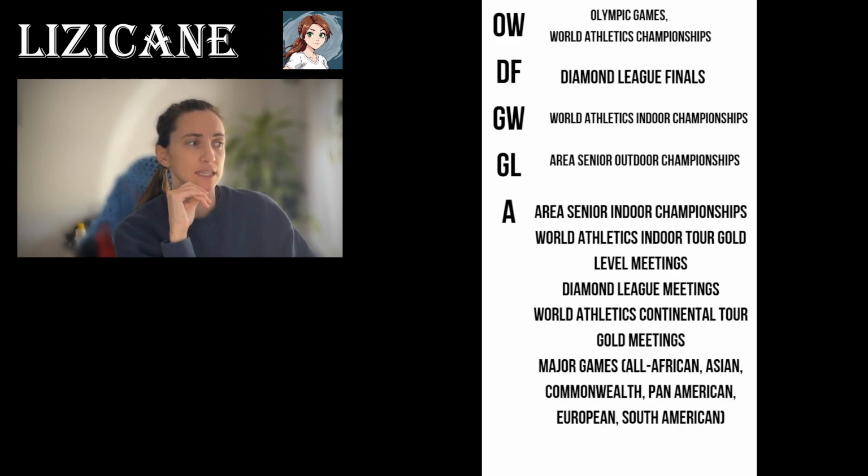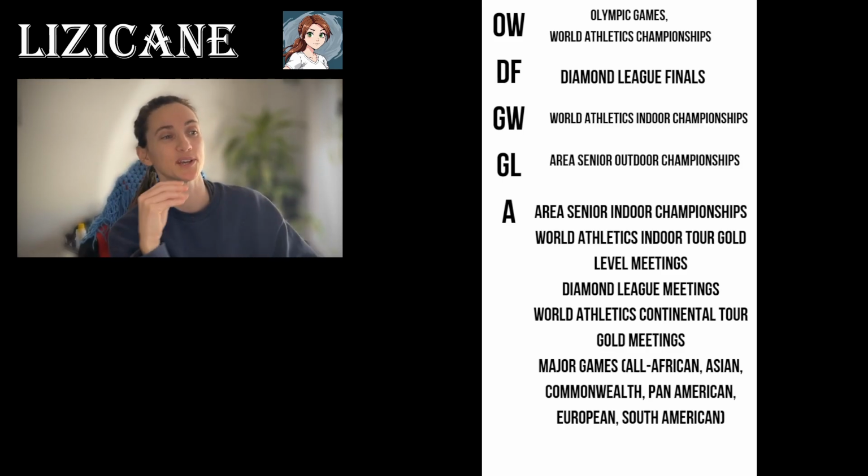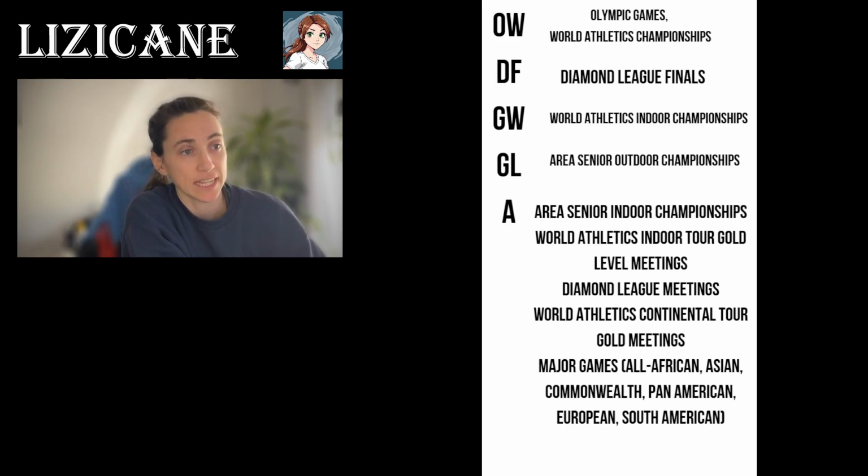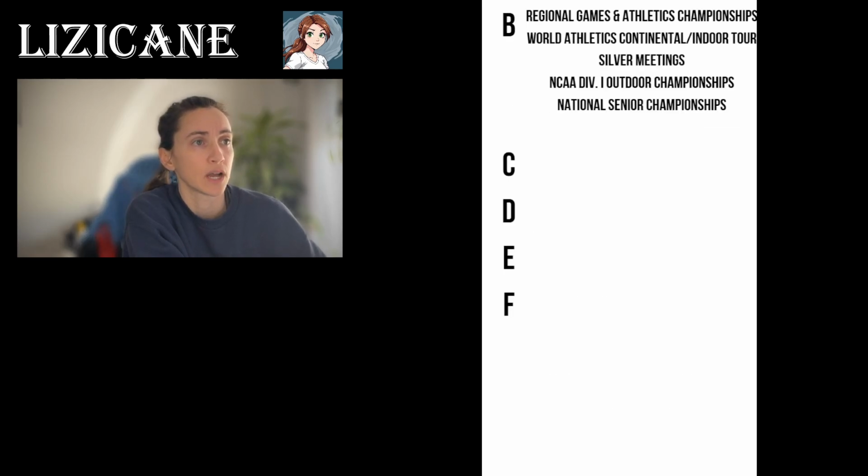Let's see, yeah, they start to bubble to be a little bit more, so I had to extend it to the next page. So A is the Area Senior Indoor Championships, the World Athletics Indoor Tour for gold level meets. We've got Diamond League meets. We also have World Athletics Continental Tour gold meets, major games, all African, Asian, Commonwealth, Pan American, European, and South American meets.